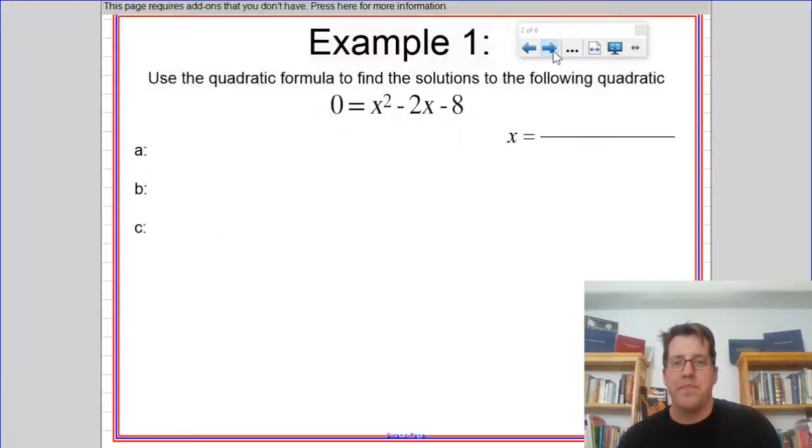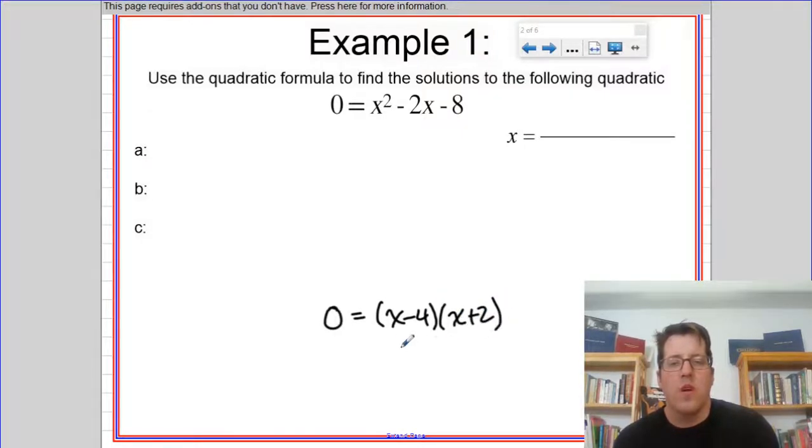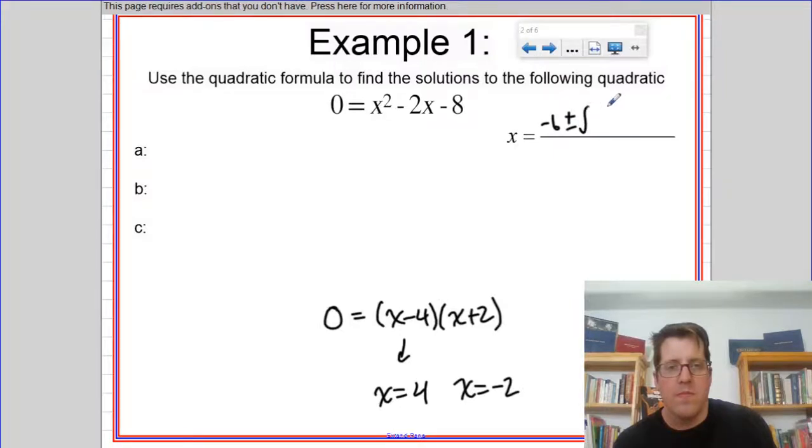Well, here we go. If you want to solve a quadratic equation, sure, you could factor it. So say, for example, I've got this one. I could say, oh, okay, so x minus 4 times x plus 2. My solutions would be x equals positive 4 and x equals negative 2. But if you don't like to factor, you can use the quadratic formula.